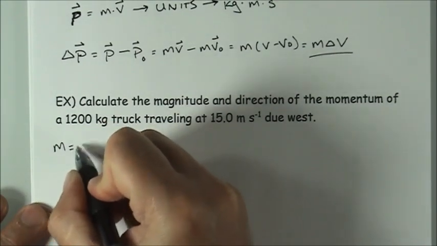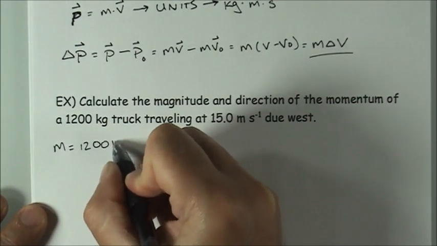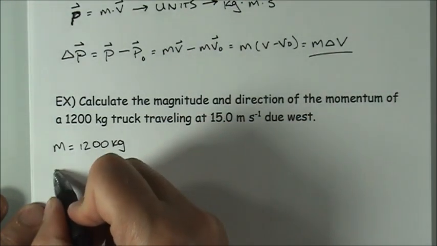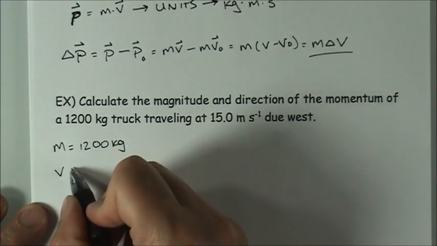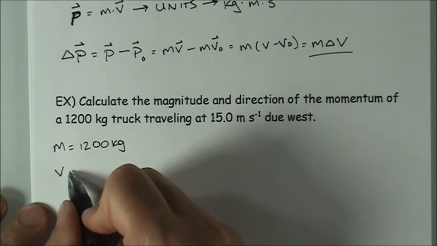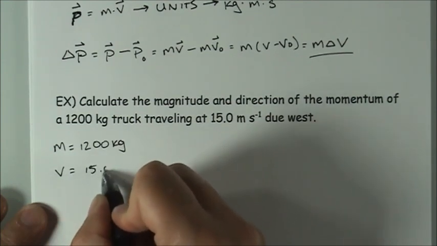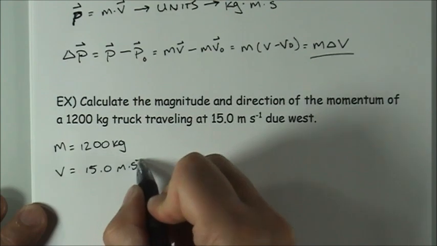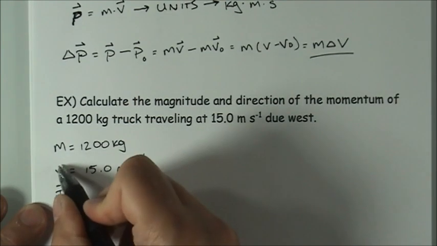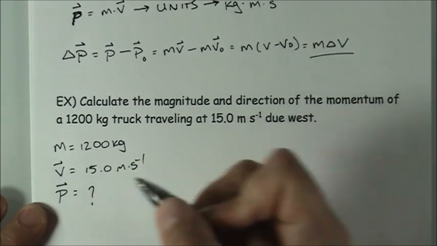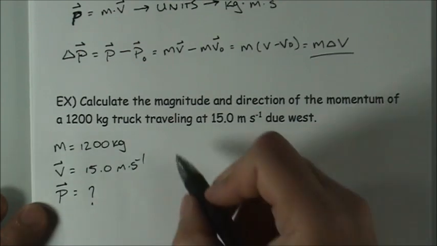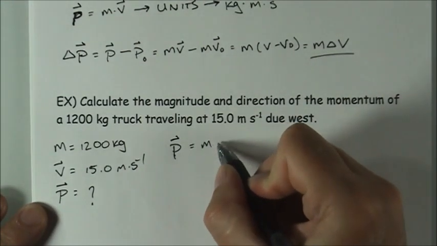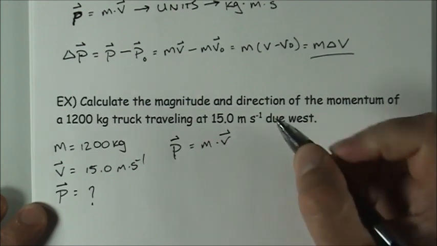I'm going to write out all the properties that were given to us, and in this case, just simply v, not the final velocity, but just the velocity. And I am looking for p, the momentum. So the formula for momentum is mv.